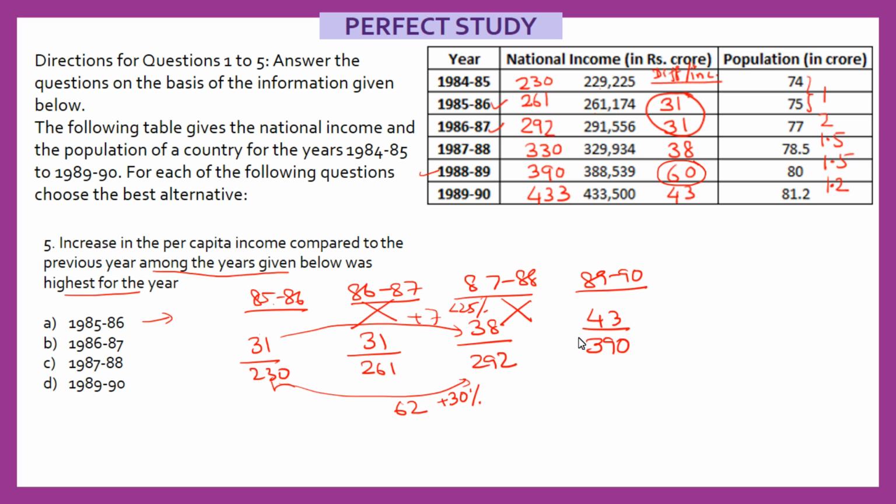What about this one? Here the numerator is increasing by 12, and this will be almost a 30% increase. But what about the denominator, which is increasing by 160? That is very high compared to 230, so the percentage increase is very high compared to the numerator, which is obviously understood by you. So this option is also out, which means among these options, which year is it highest? 85-86, that is the highest.